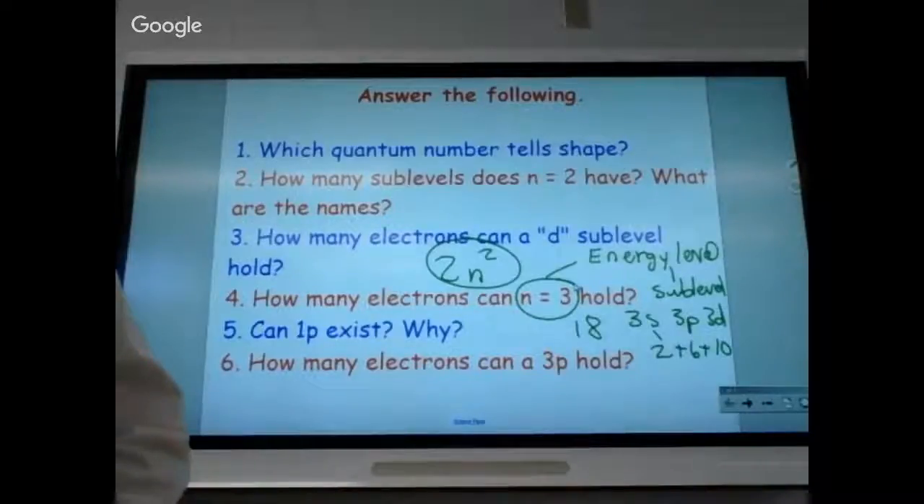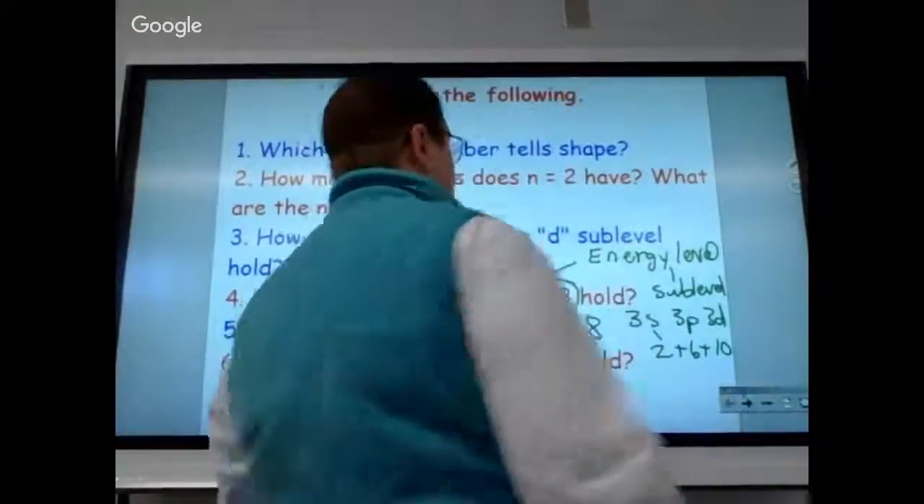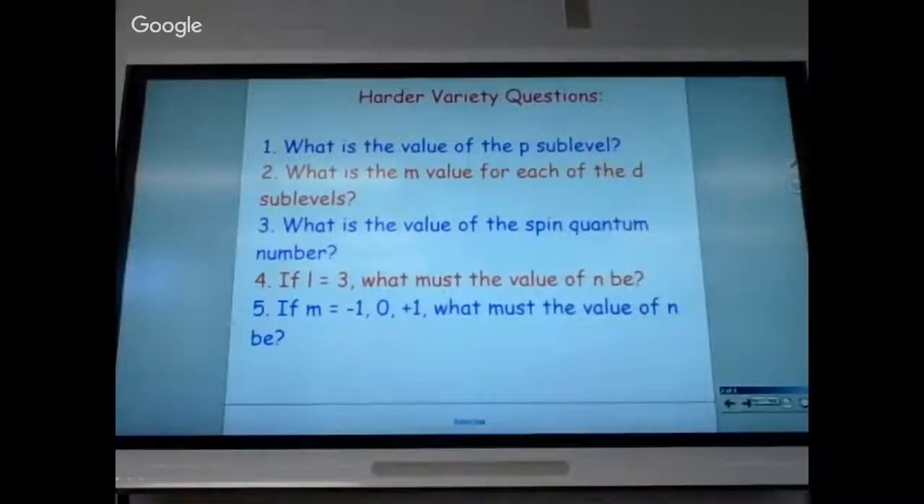2, 4, 6, 10. Huh? Why does it not go 2, 4, 6, 10? I don't know. It goes 2, 6, 10, 2, 6, 10. I'm not in charge. I'm just telling you how it works. All right. Now, these are not hard. They're just slightly harder than the ones you were doing.